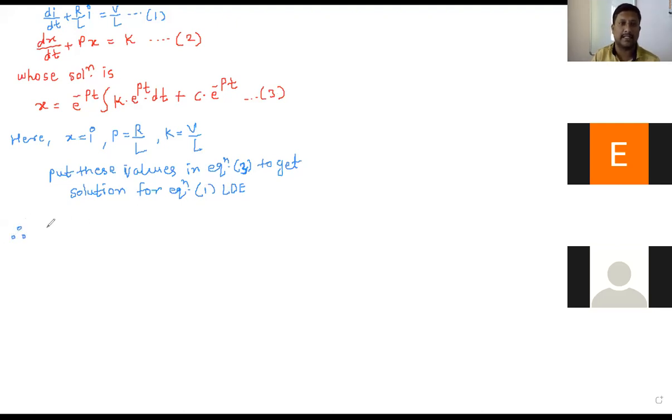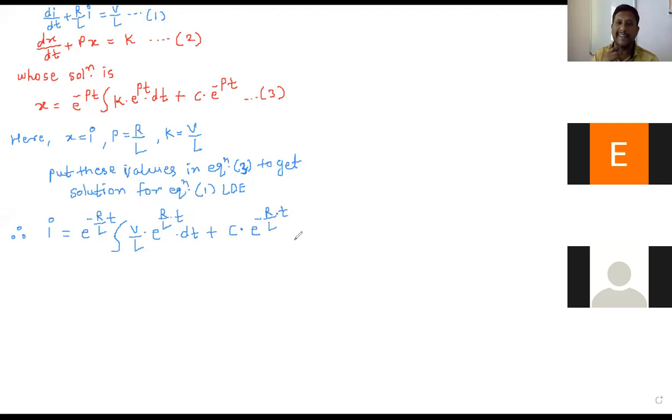So I will write here x is replaced by I, then e raised to minus pt. So minus pt, p means what? R by L, minus R by L into t, e raised to minus R by L into t. Then integration of k is replaced by V by L into integration of e raised to R by L into t with respect to t, plus c into e raised to minus pt, that is minus R by L into t.